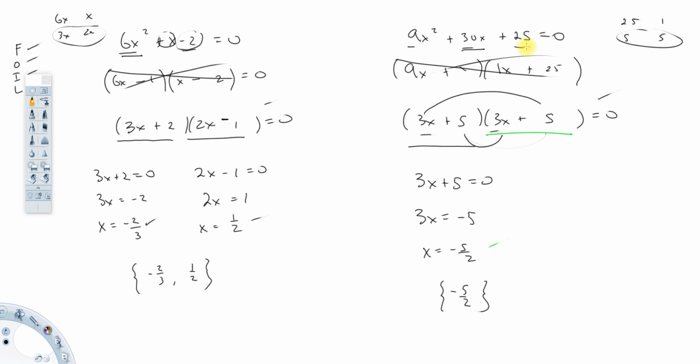But again, the intention of this video is how to solve by factoring. Hopefully this is giving you a little bit better idea how to do that.